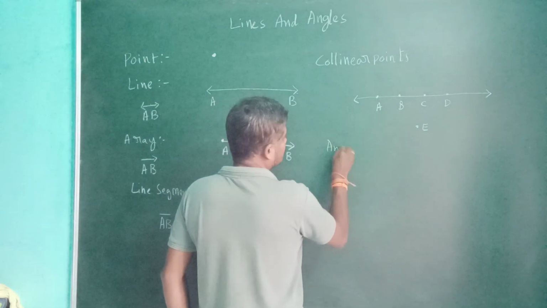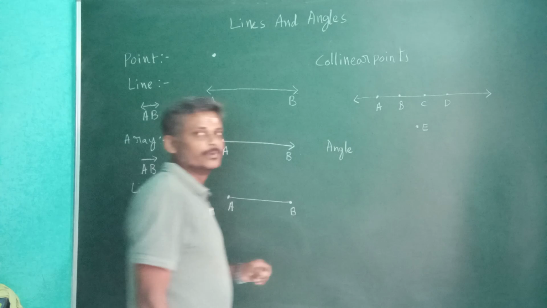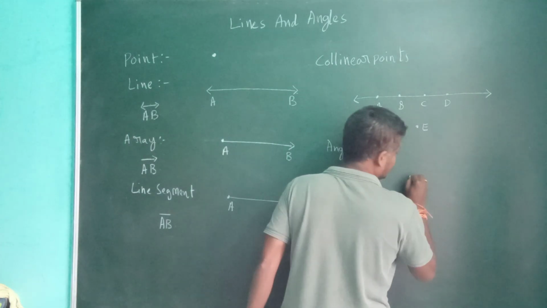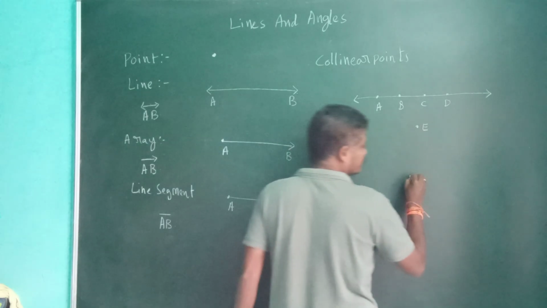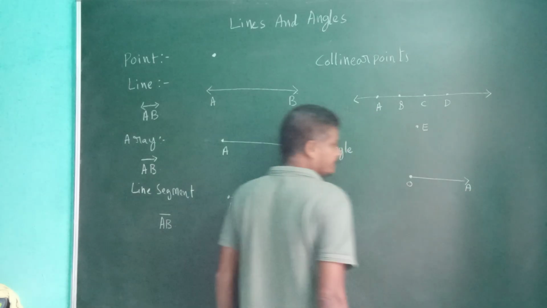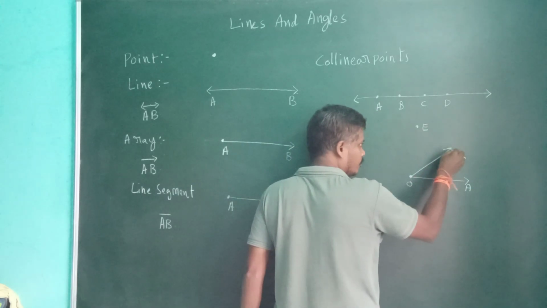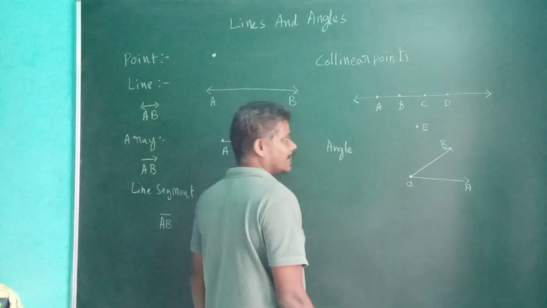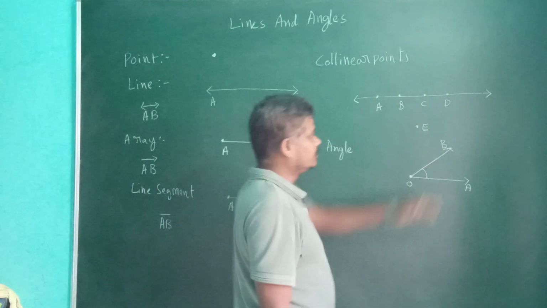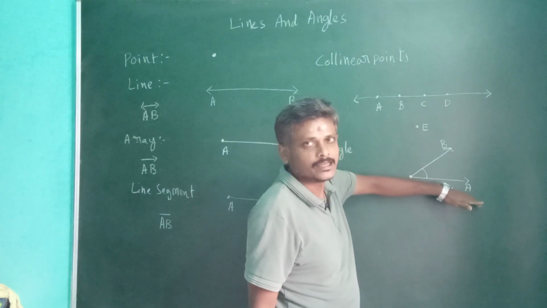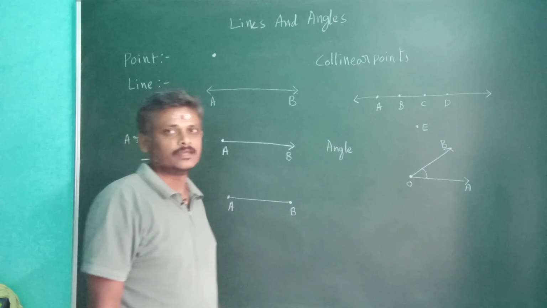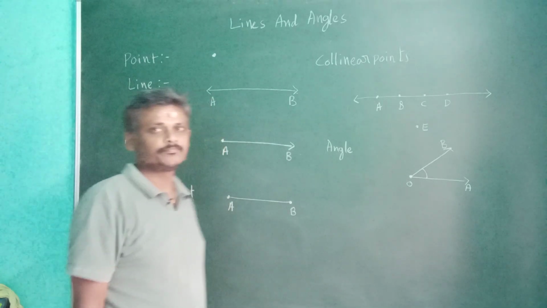Angle. An angle is formed when two rays start from the same vertex. If this is the vertex or starting point or initial point, this is a ray OA, and this is another ray OB. These two form an angle. If one ray is inclined with respect to another ray, the inclination is called an angle, which is measured in either degree or radian.